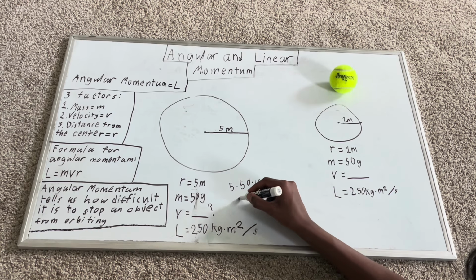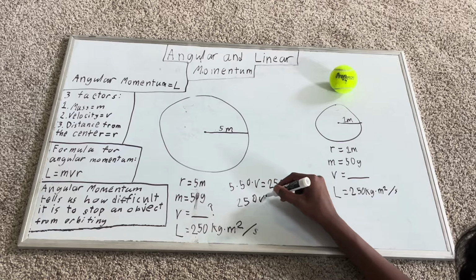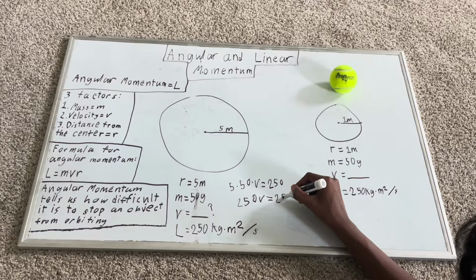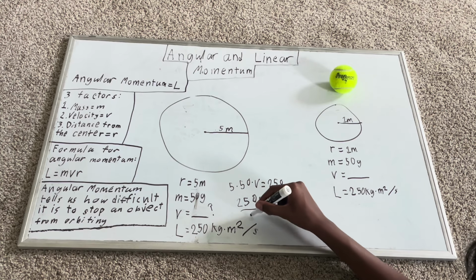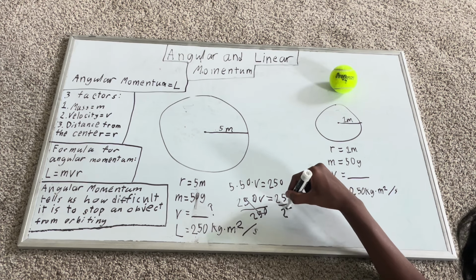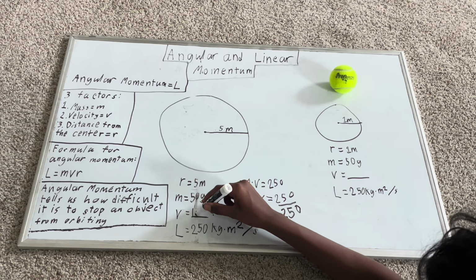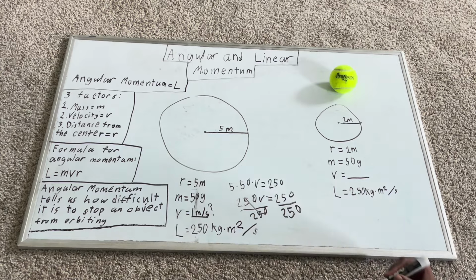This is essentially 250 v, and that's equal to 250. We can divide 250 on both sides to isolate v, to find that v is equal to 1 meter per second.